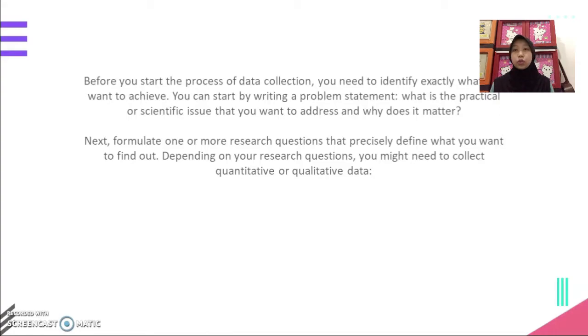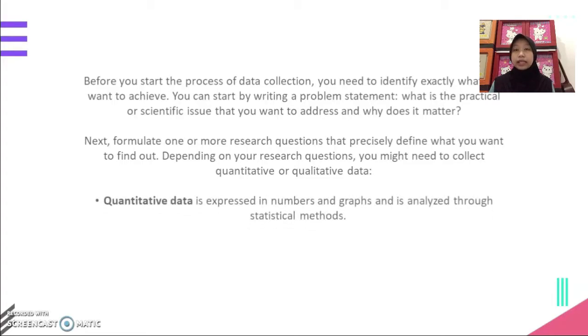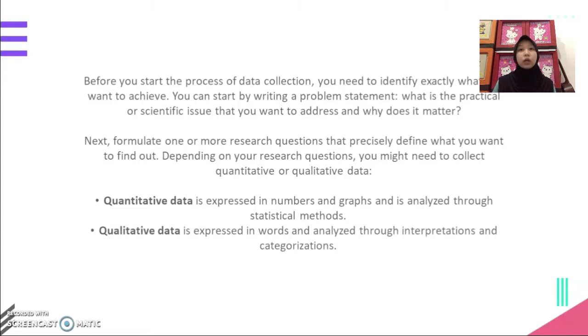Depending on your research questions, you might need to collect quantitative or qualitative data. Quantitative data is expressed in numbers and graphs and is analyzed through statistical methods, while qualitative data is expressed in words and analyzed through interpretation and categorizations. If your aim is to test a hypothesis, measure something precisely, or gain large-scale statistical insight, collect quantitative data.